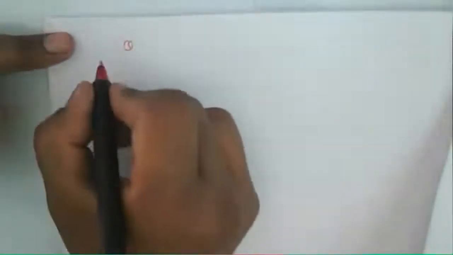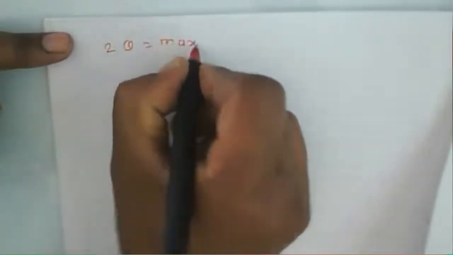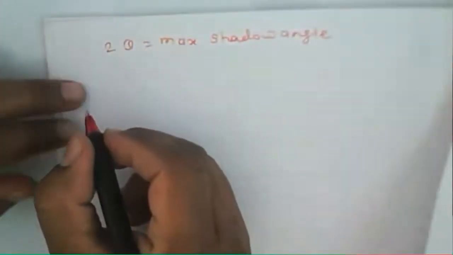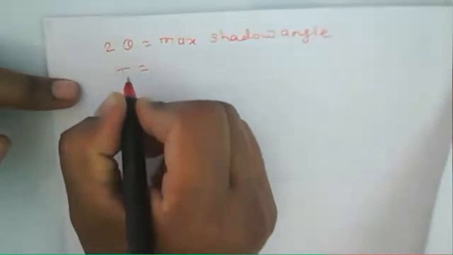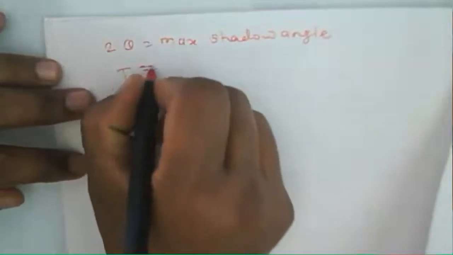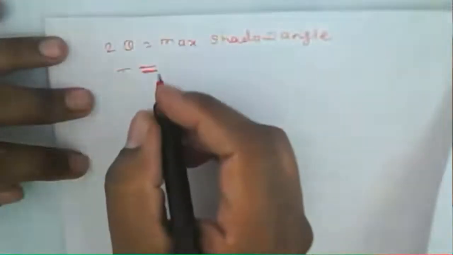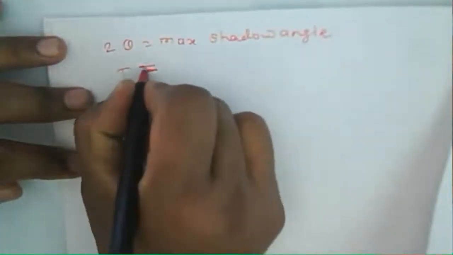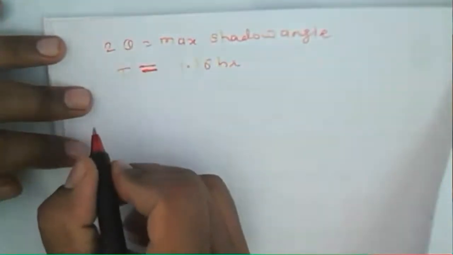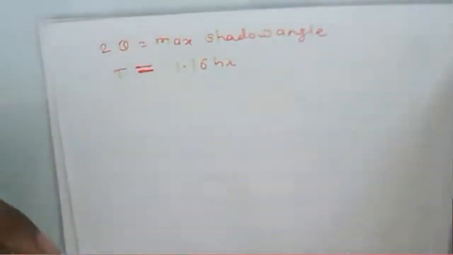So from that, this is the maximum shadow angle, which we say is twice theta. And this is the maximum duration of the eclipse, and that eclipse occurs during the equinox. During the equinox, all these bodies come in a line. That is called the equinox. So we say that T is equal to 1.16 hours, which is the duration of the eclipse.